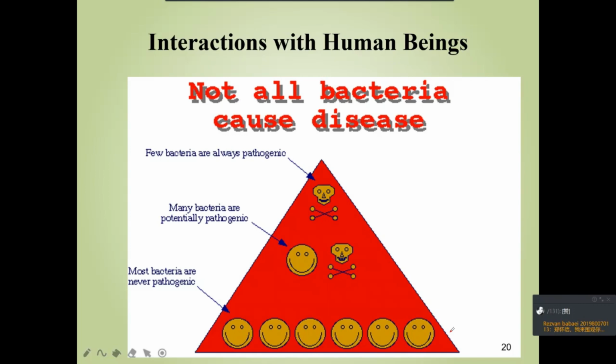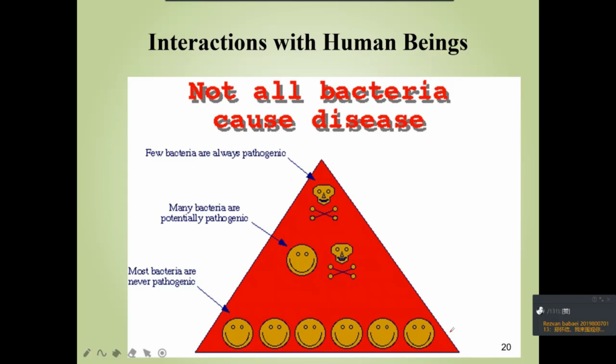Okay, so, interactions with human beings. This is the third property of the microbial world. We learned that microorganisms are distributed everywhere, and they are on our skin, they are living in our body, and even in our cells. There is one theory that mitochondria is just one form of microorganism which invaded the eukaryotic cells, and they evolved inside the cell and became mitochondria right now.